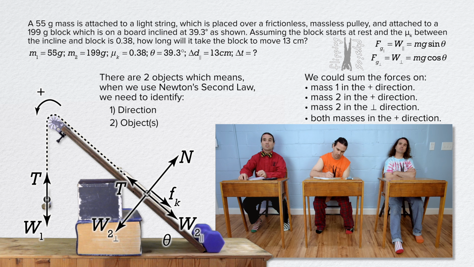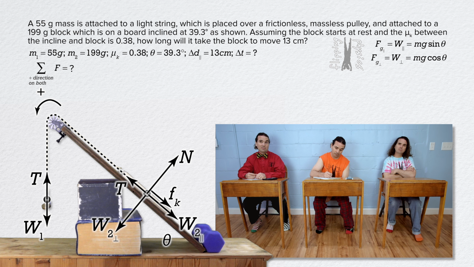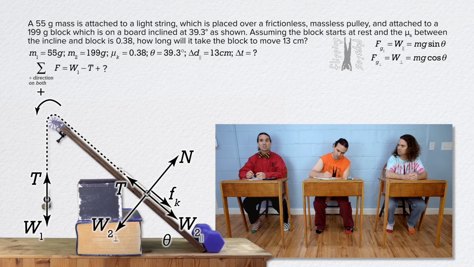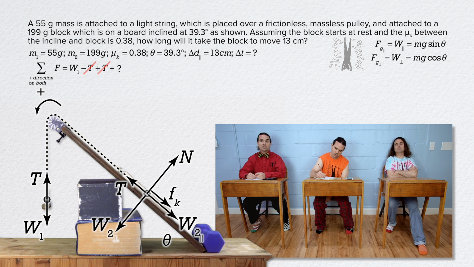Let's do the last one Bo said. Let's sum the forces on both masses in the positive direction. That equals, well, weight 1 is positive. Force of tension is up on mass 1, which is negative. Force of tension is up the incline on mass 2, which is positive. Those two tension forces are equal in magnitude and cancel one another out. Force of kinetic friction on mass 2 is down the incline, which is negative. And force of gravity parallel on mass 2 is down the incline, which is also negative. That is all the forces in the positive direction acting on both masses.